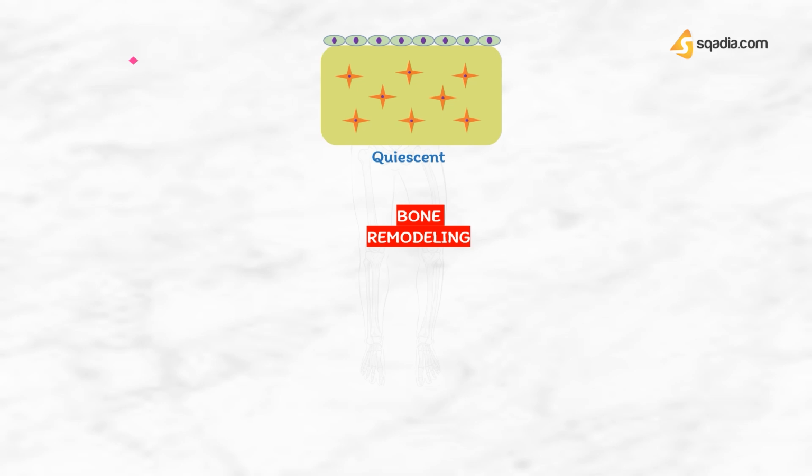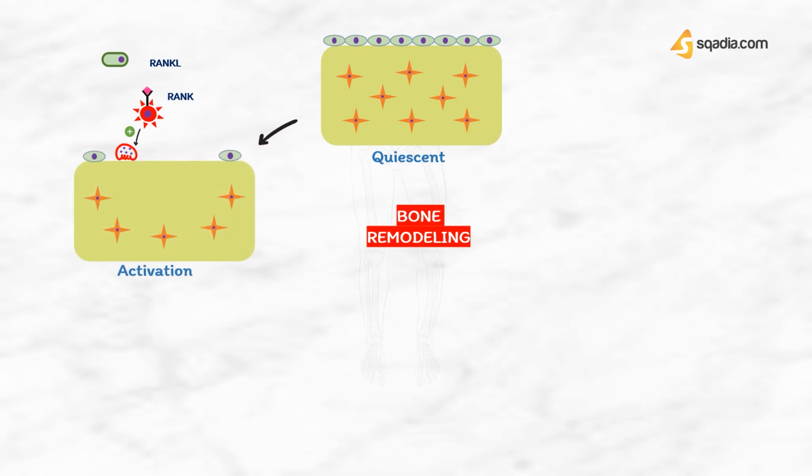Now let's jump in to see what's happening in bone remodeling. First of all, the quiescent phase. Here, there is no bone resorption and formation. Osteoblasts produce RANK L, which binds with RANK receptor on the surface of osteoclast precursors or monocytes, and converts them into multinucleated osteoclasts in their activated form. Hence, we call it the activation phase.